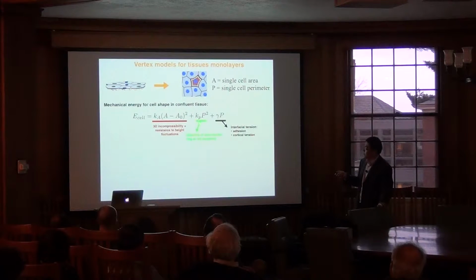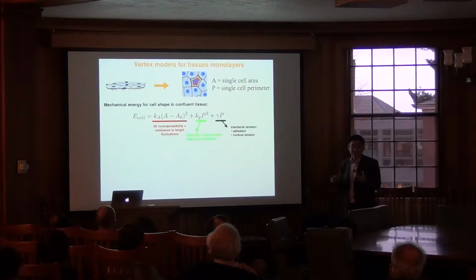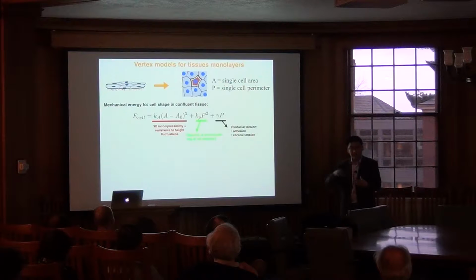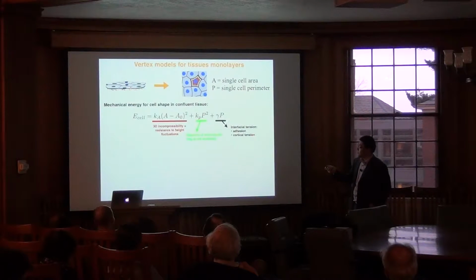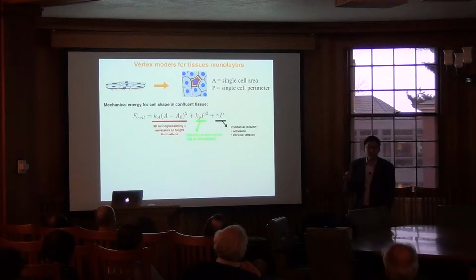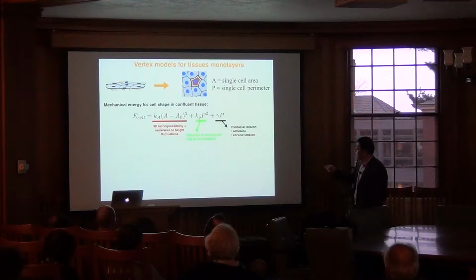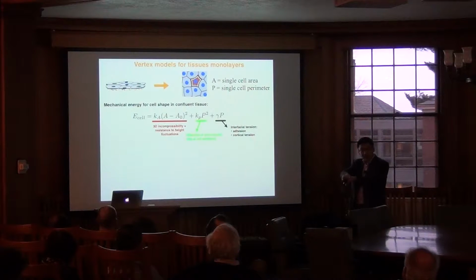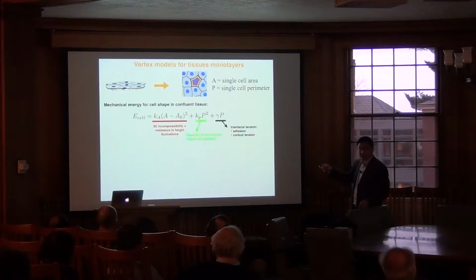And the second term, quadratic in the perimeter, essentially captures to first order the elastic effects associated with the actin-myosin cortex and also the internal cytoskeleton's elasticity. And finally, last term, you have a gamma times the perimeter. So gamma here is an effective tension that is controlled by two things, right? As I mentioned earlier, it's an effective tension that is generated by the amount of adhesion you have between the cells and the amount of cortical tension. So adhesion molecules will actually decrease this gamma, whereas cortical tension increases the gamma.